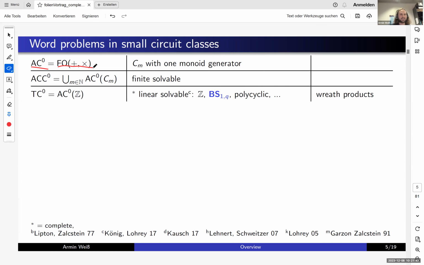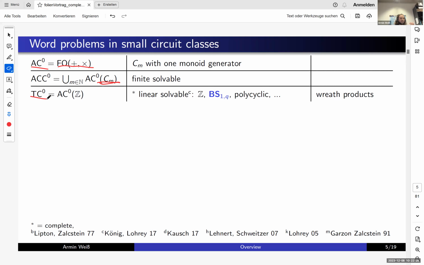The next class is ACC0. In ACC0, we also allow oracle gates for finite cyclic groups. But for each language, we have to fix one finite cyclic group. We cannot use all finite cyclic groups, because then we could also do the infinite cyclic groups. And in this class ACC0, we cannot do just the finite cyclic groups or finite abelian groups, but we can already do all finite solvable groups. Then as a next step, of course, we could take the infinite cyclic group, and then we actually get this class TC0.